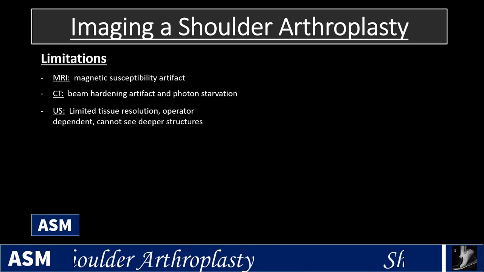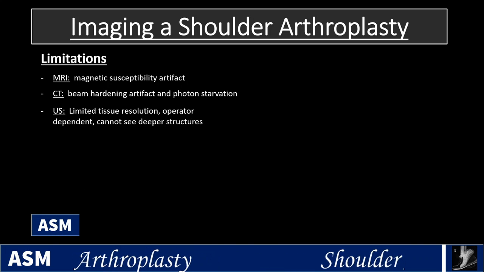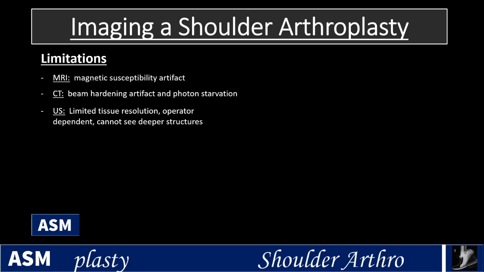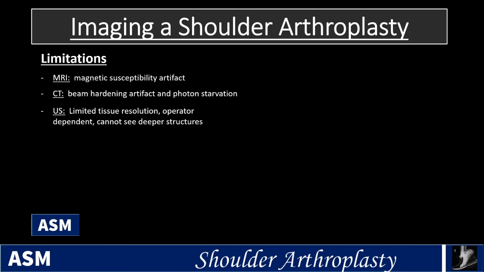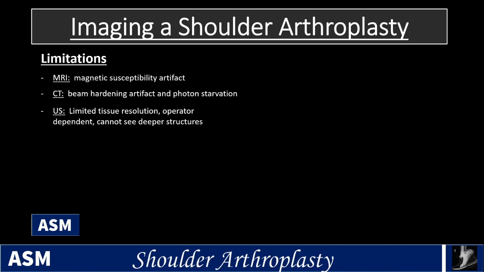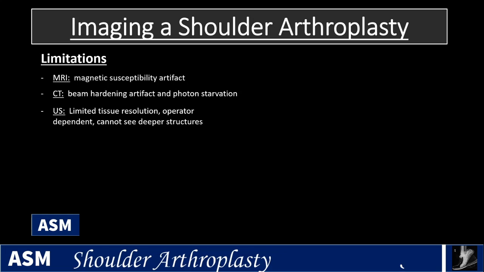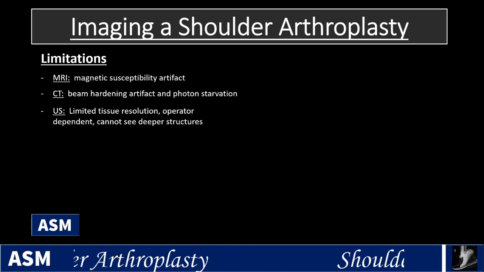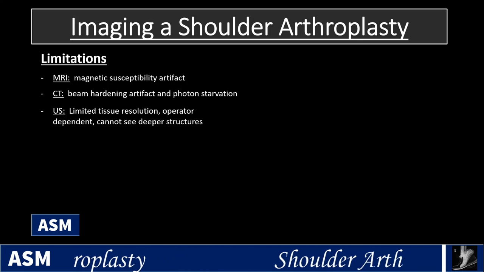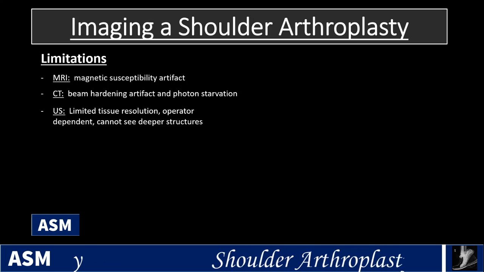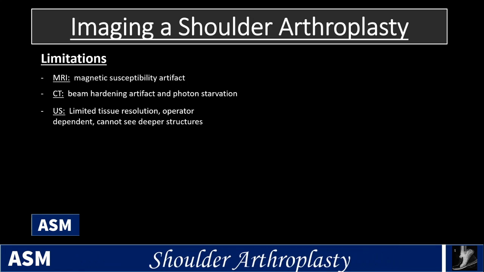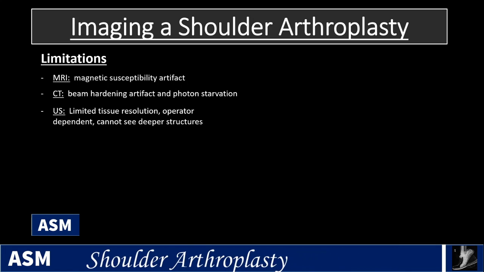So just a short primer on imaging of the shoulder arthroplasty. I could do an entire talk on just the imaging of arthroplasties and in the presence of metal, and I'm just going to touch on some of the high points. So with MR, we know we have magnetic susceptibility artifact. With CT, beam hardening and photon starvation, and there are known limitations to ultrasound.